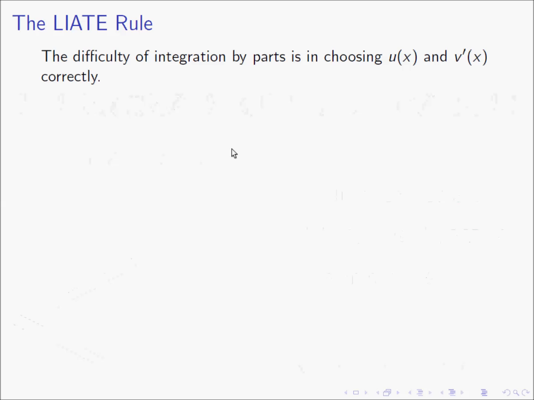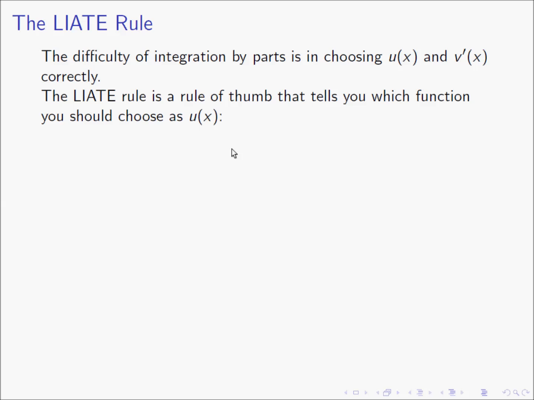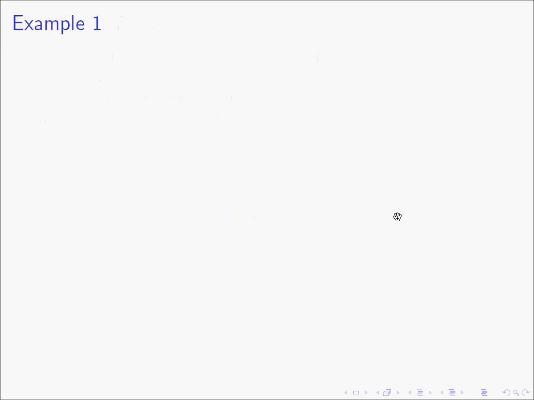The LIATE rule. Well, the difficulty of integration by parts is in choosing u and v prime correctly. And the LIATE rule is the rule of thumb that tells you which function you should choose as u. And the secret is in the word itself, the word LIATE. The L is for log, the I is for inverse trigonometric, the A is for algebraic, the T is for trigonometric, and the E is for exponential. So the word tells you what type of function you should choose as u, and we will understand this better with examples.